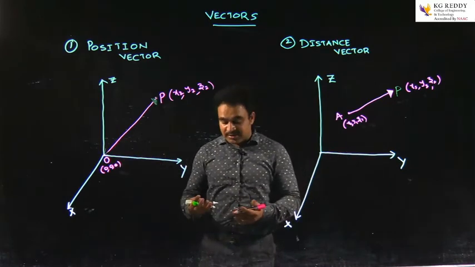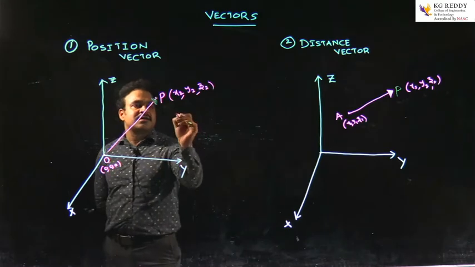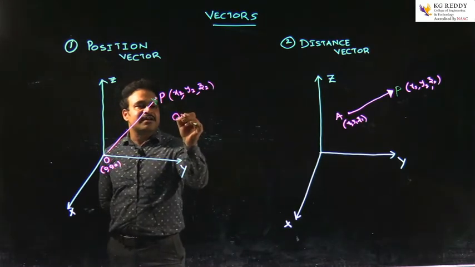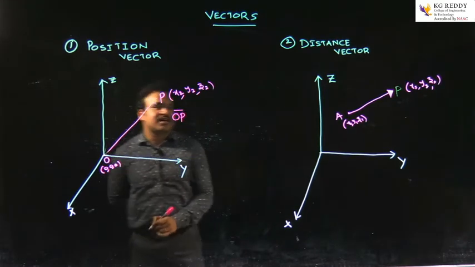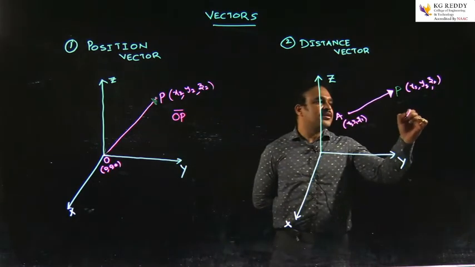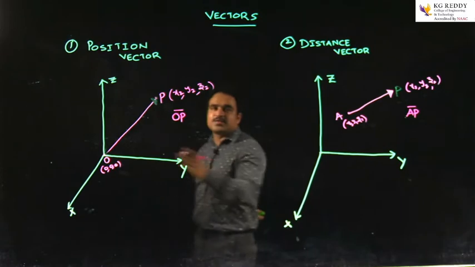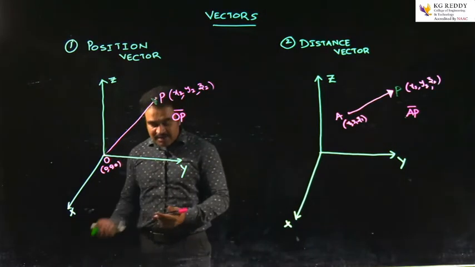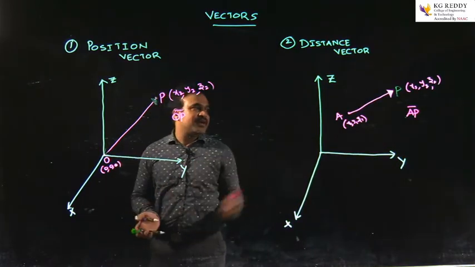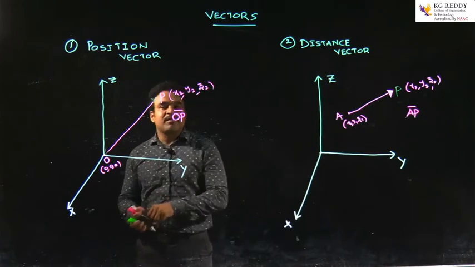So let us see how to write the equation of this position vector as well as this distance vector. Let us think that these are the points which I have given as OP bar, which is a vector here, and this is AP bar. So this distance vector is AP bar and this position vector is OP bar. Now how to write the equation for this OP bar as well as for the AP bar.